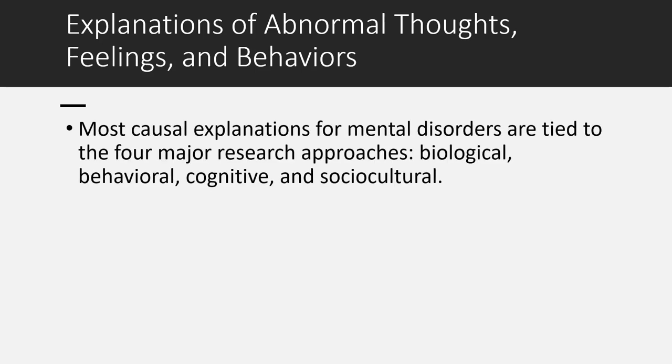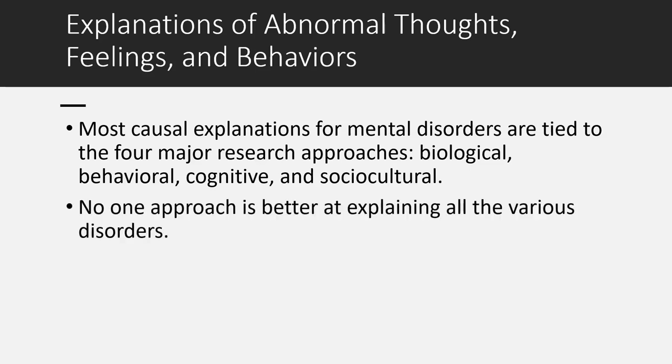There are a variety of ways that psychologists and psychiatrists talk about the causes of mental illness, the causes of abnormal thinking, feeling, and behavior. Most causal explanations can be put into boxes associated with the 4 major research approaches that we talked about all the way back in Chapter 1. There are biological explanations, behavioral or learning-based explanations, cognitive explanations, and sociocultural ones.